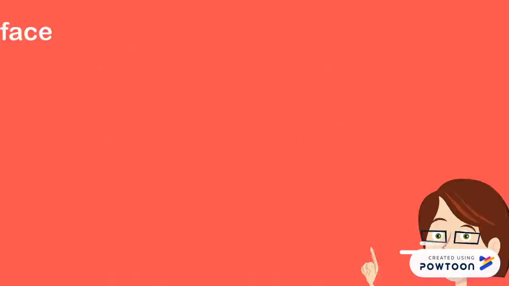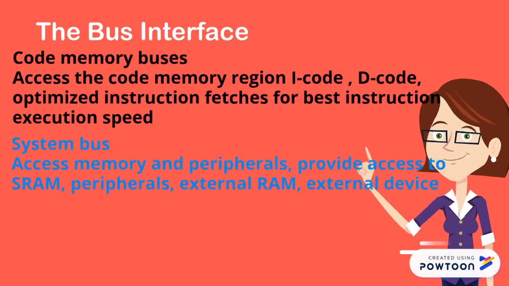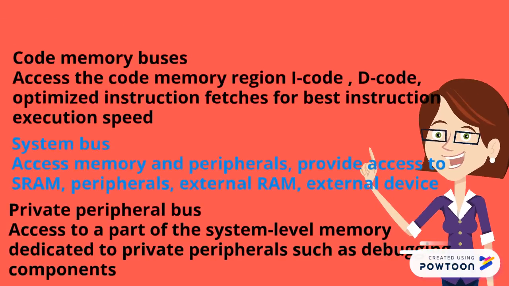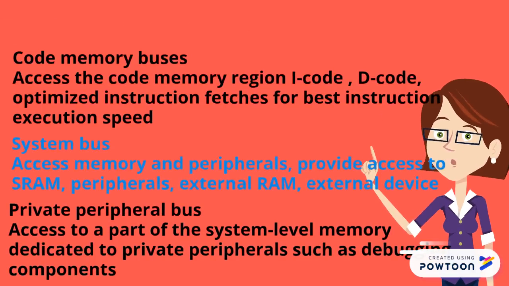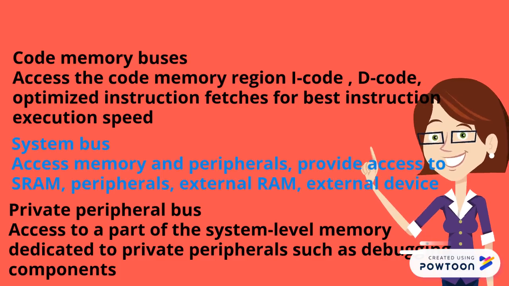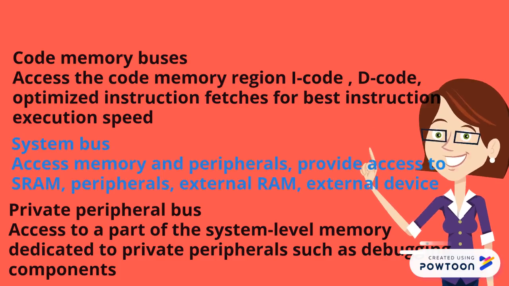Internal bus infrastructure. The bus interface consists of code memory buses, which access the code memory region. System bus, accessing memory and peripherals, provides access to SRAM, peripherals, external RAM and external devices. Private peripheral bus, access to a part of the system.